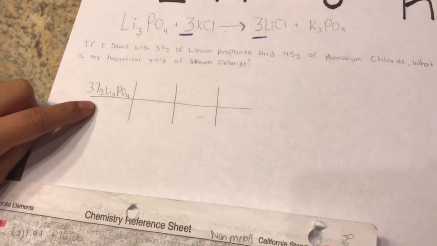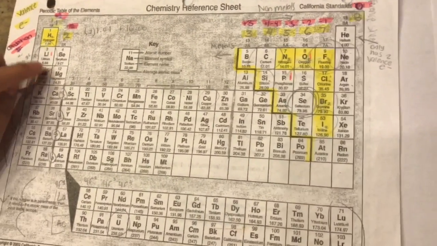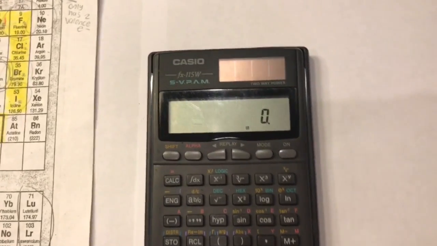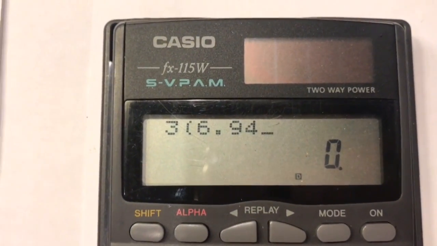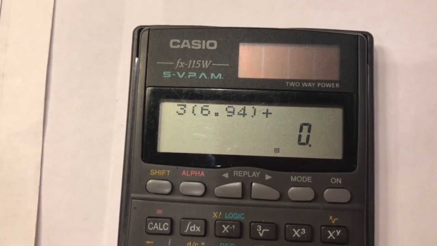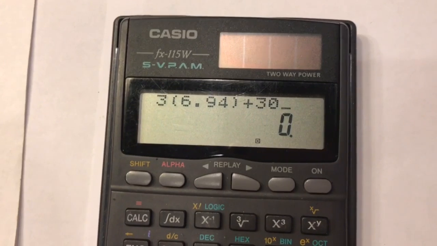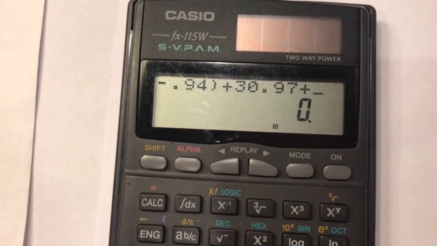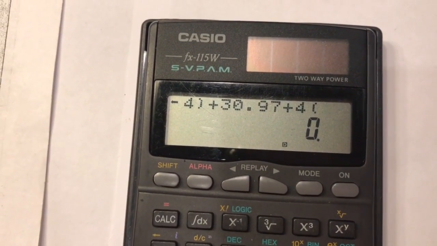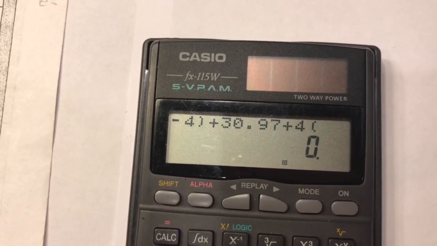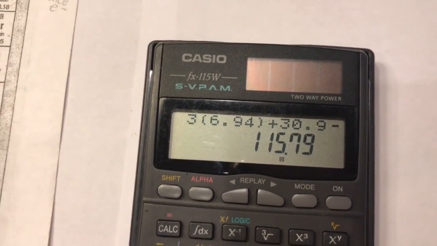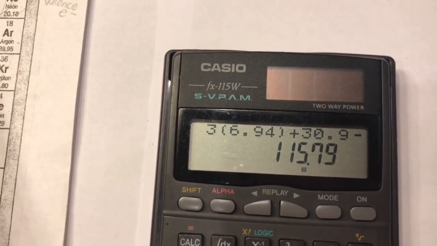Li3PO4. So, using the periodic table and scientific calculator, you want to figure out the molar mass of Li3PO4. On the periodic table, find Li, which is equal to 6.94. Since there is a 3, I will be multiplying that times 6.94. Then I will add that to P, which is phosphorus, which equals 30.97, plus 4 times the atomic mass of O, which is oxygen, which equals 16, equals 115.79.